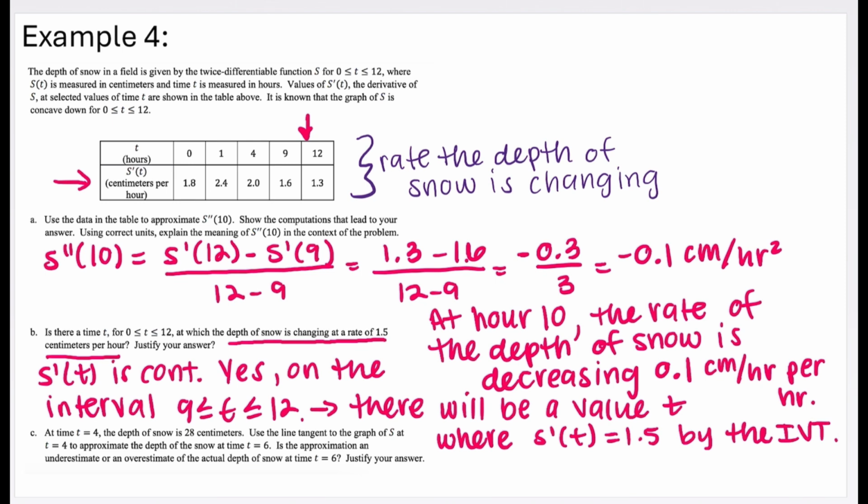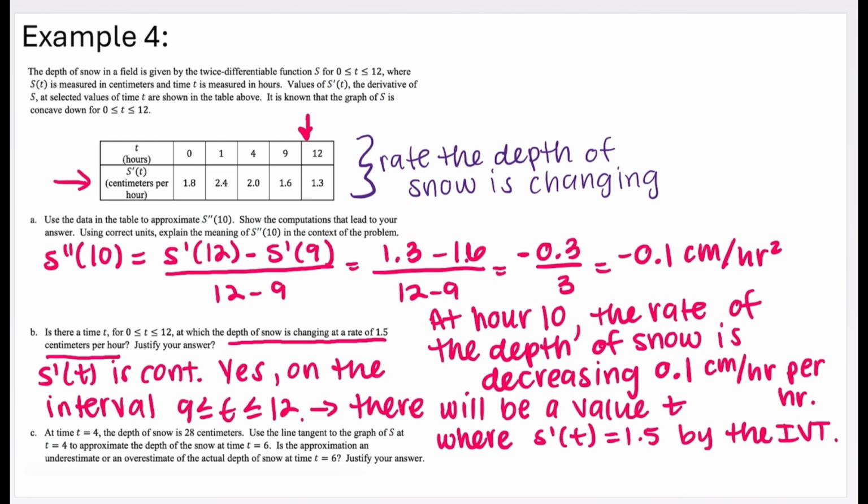IVT. Now, I could establish that S prime of 9 is 1.6 and S prime of 12 is 1.3 and 1.5 is between 1.6 and 1.3. I just don't have a lot of room to write that out. But definitely over-explain, always.